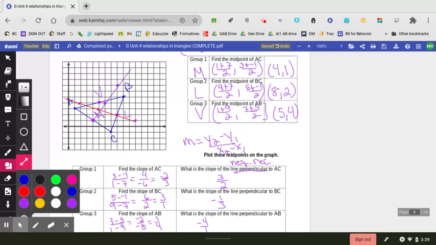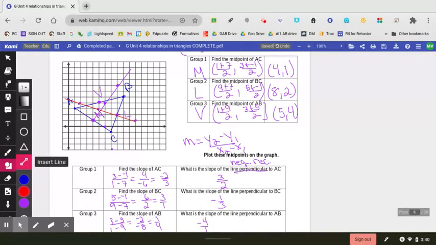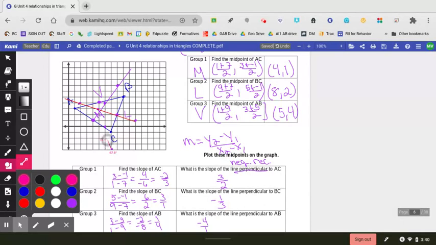So the red line is the perpendicular bisector of BC. Now last, I'm going to do the perpendicular bisector of AB. So that's going to go through point V and have a slope of negative 4. So I start on V, I go down 4, right 1. Down 4, right 1. And I'm going to draw a line connecting those, and I'm going to make this line be blue. No, not blue, because we already used blue for the triangle. Pink. So the pink line is the perpendicular bisector of BA.